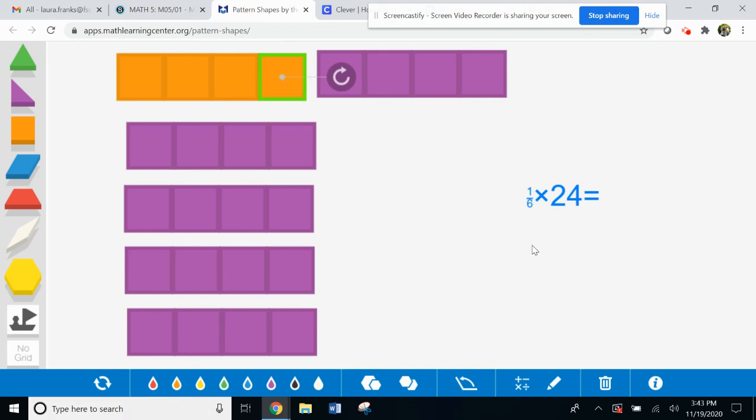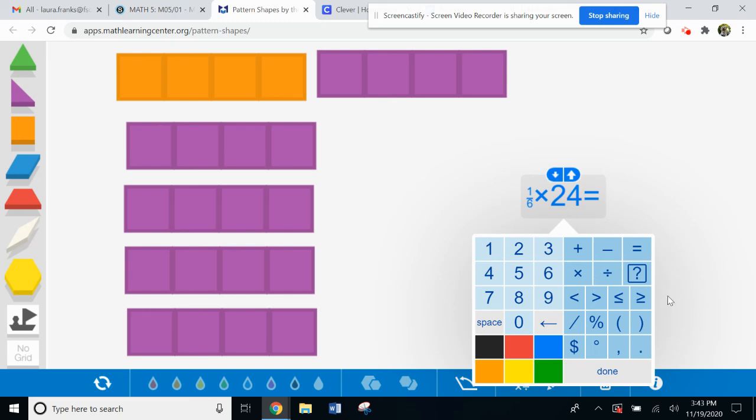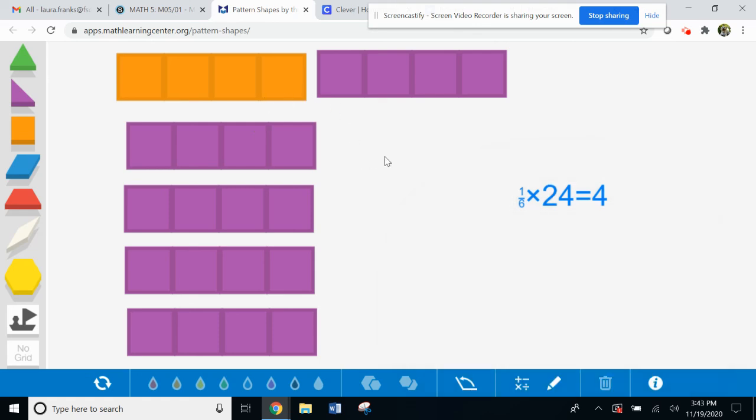Okay. So 6 rows, one of those groups, 1/6 of 24 is what? 1/6 of 24 is 4. And that kind of makes a lot of sense if you look at how these numbers are connected. 4 times 6 is 24. That's what I get for my total. If I have 6 groups with 4 in each group, the total should be 24.